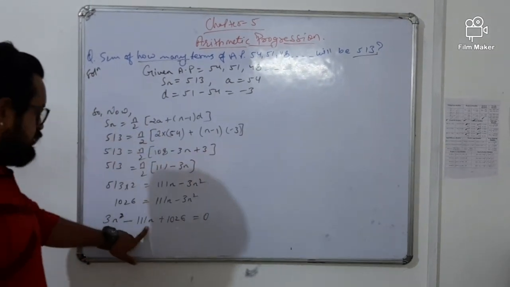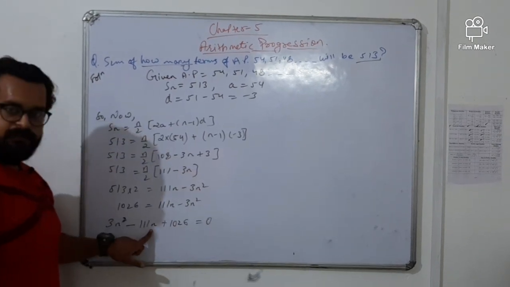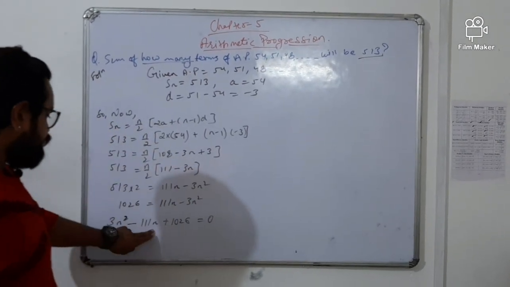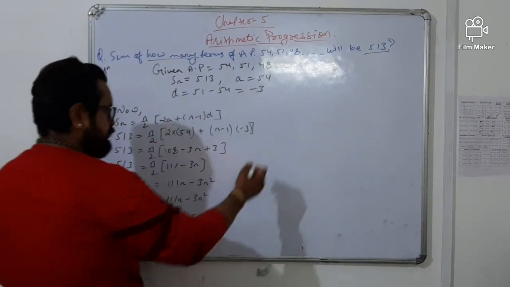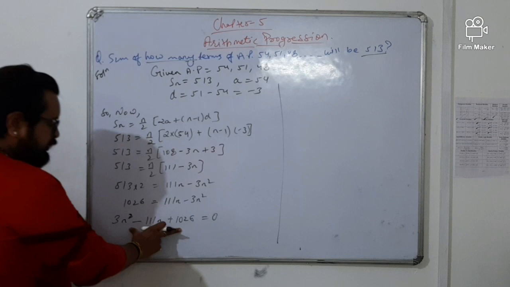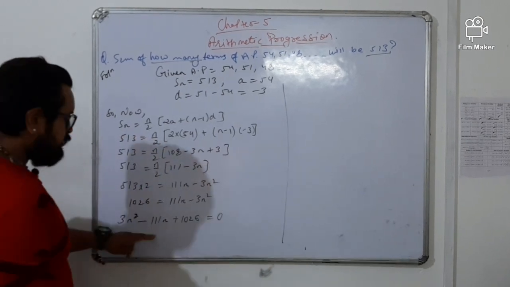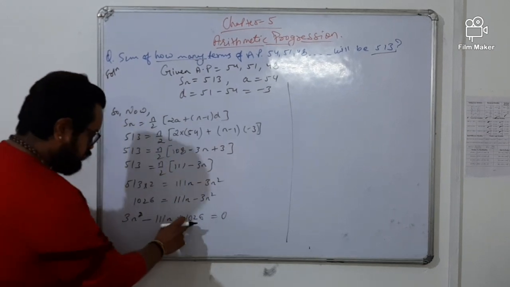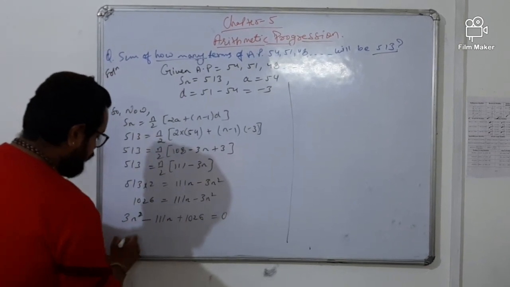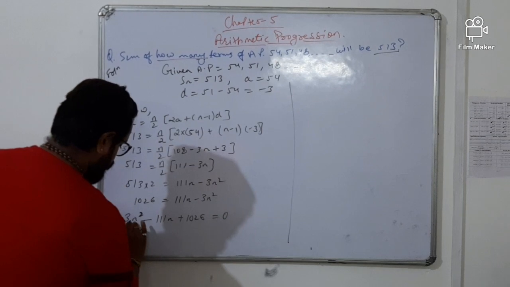Now we have this equation. This is known as a quadratic equation, and this equation will be solved by the splitting the middle term method. First try to minimize the numbers. How will we minimize it? Try to take any number which can be common. So I think we can take common 3. So 3 we will take common.